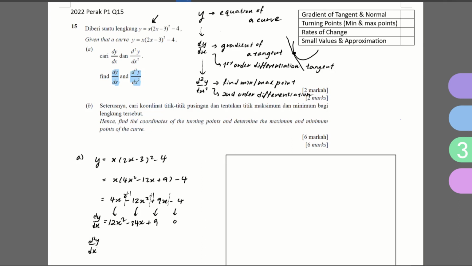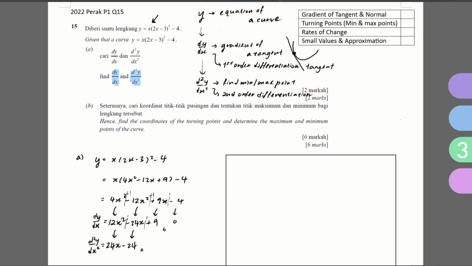So let's differentiate again to get the second order differentiation equation. Again, separate by the positive and minus. Here we multiply the number and the power, and for the power, we minus 1 to get x only. For this one, we just remove the x. So here we obtain our 2 equations.